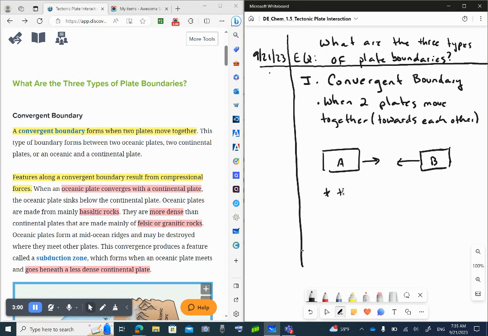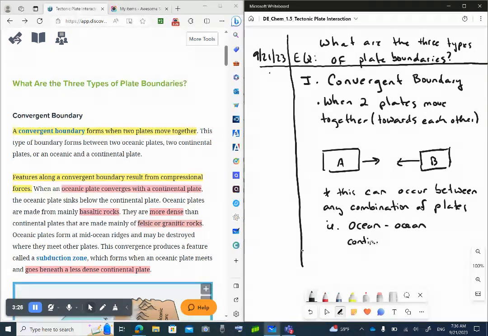This can occur between any combination of plates, i.e., ocean, ocean, continental to continental, and this also could be ocean to continental. Okay. All right.